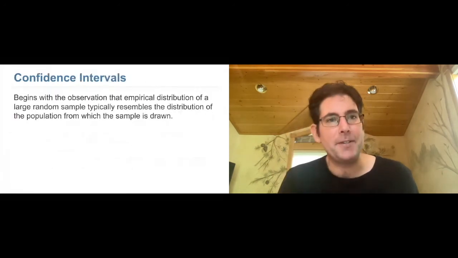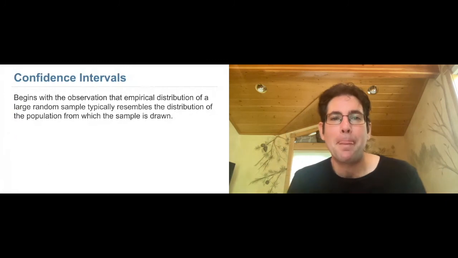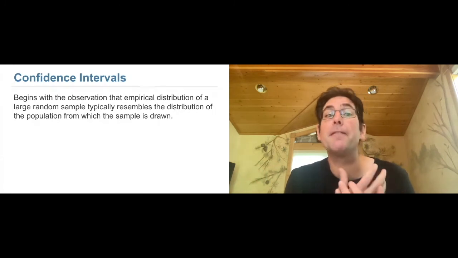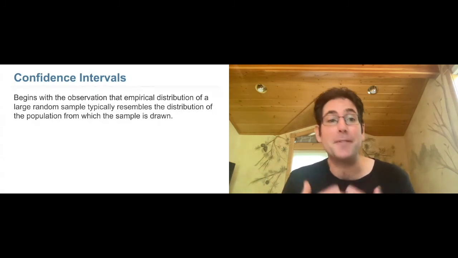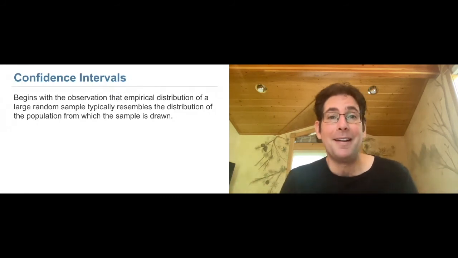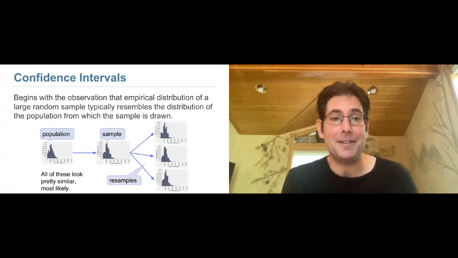I mentioned confidence intervals earlier. Here we use the bootstrap. So we begin with the observation that the empirical distribution of a large random sample typically resembles the distribution of the population from which the sample is drawn. It's a beautiful idea underlying the bootstrap.